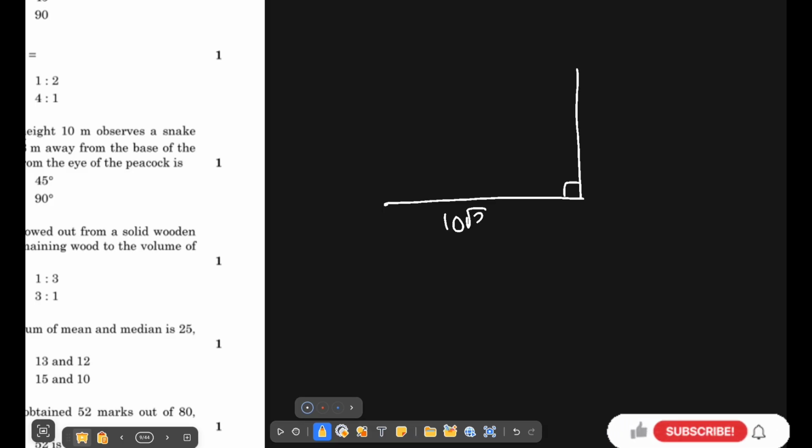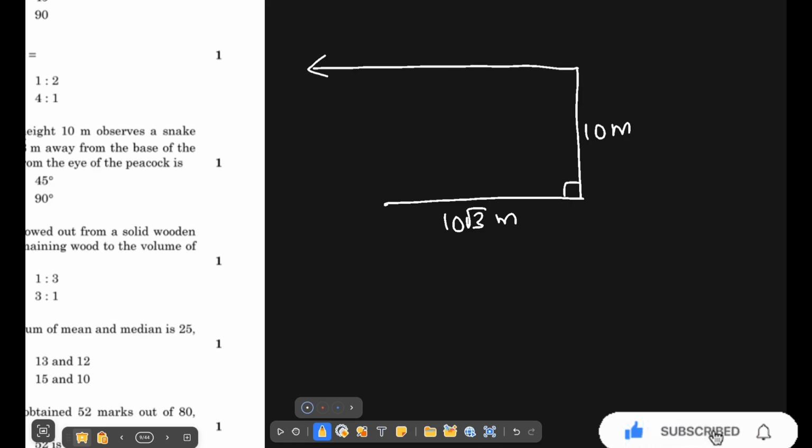So let us think. This is the tree and the snake is here. The distance between the snake and the tree is 10√3 meters. The height of the tree is 10 meters. Now this is the horizontal line, and the peacock is here. The peacock is observing the snake, right? So the angle of depression, let it be theta. That's what we have to find. If it is theta here, then it is also theta here. Now we need to find this theta.